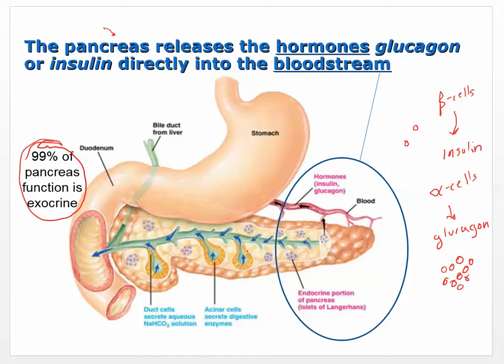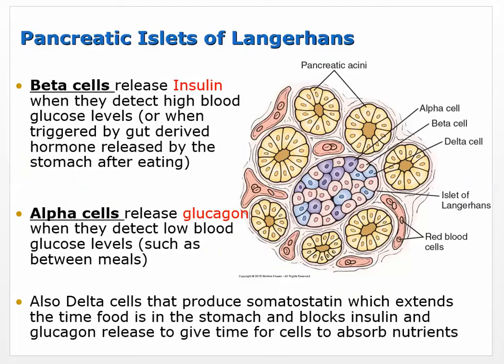Now I have here 99% of the pancreas function is exocrine, which means that really most of what the pancreas is doing is producing digestive hormones. But there is this little 1% function that it's also controlling, I think it's safe to say, glucose levels. So beta cells release insulin when they detect high blood glucose levels or when triggered by the gut-derived hormone released by the stomach after eating. So you've eaten something, it's going to trigger the release of insulin because just about anything you can eat will have glucose in it, and it's going to have energy.